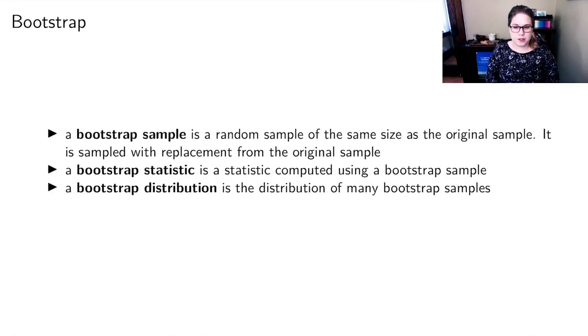So some terminology here. The Bootstrap sample, that's the random sample of the same size as the original sample, sampled with replacement from the original sample. Then a Bootstrap statistic is a statistic that's computed using a Bootstrap sample. And a Bootstrap distribution is the distribution of many Bootstrap samples.